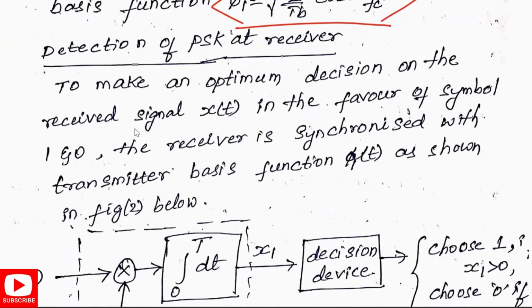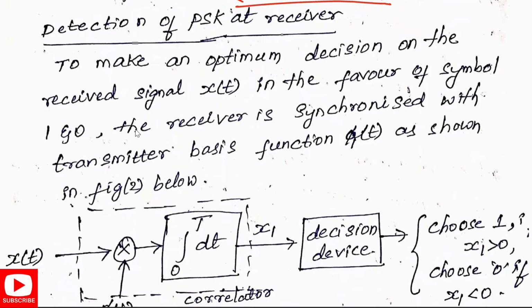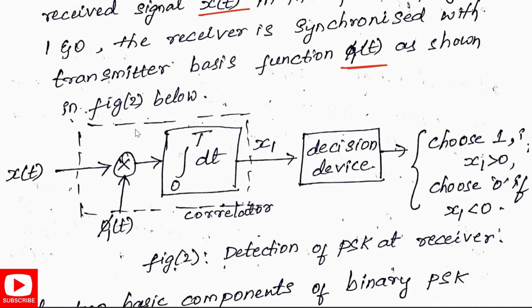Now the detection of PSK at the receiver. This is the generation, and it is sent. Now, to make the decision optimum at the receiver on X of t in favor of symbol 1 or 0, the receiver is synchronized with the transmission basis function, that is phi 1 of t. Let us see how. The X of t that has been generated is received here and sent here, and here we send a signal of phi 1 of t. After that, we have an integrator, from 0 to T, dt. From this, we get the output x1. This is sent to the decision device, to choose 1 if x1 is greater than 0 and choose 0 if x1 is less than 0.